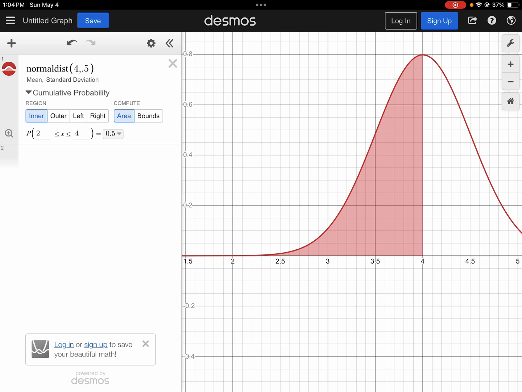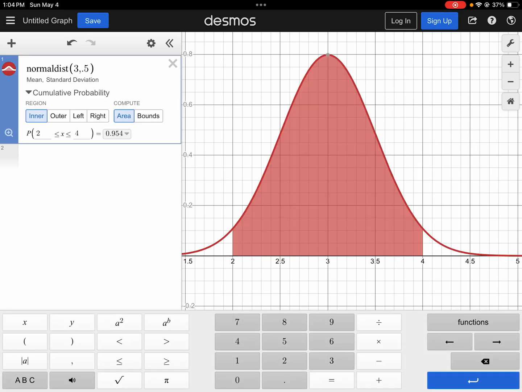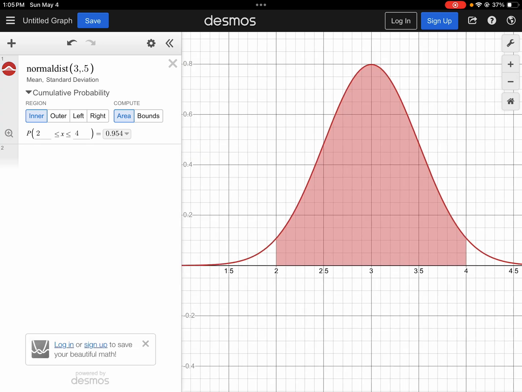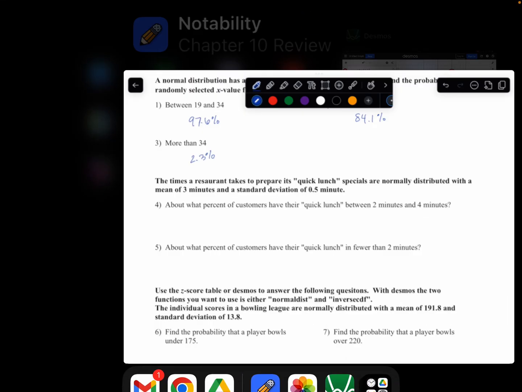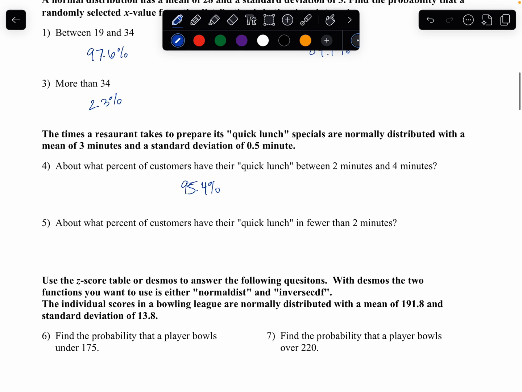I feel like the mean is not 4, the mean is 3. There we go, that makes a lot more sense. All right, between 2 and 4, we have 95.4%. So about 95.4% of these customers will get their quick lunch between 2 to 4 minutes.